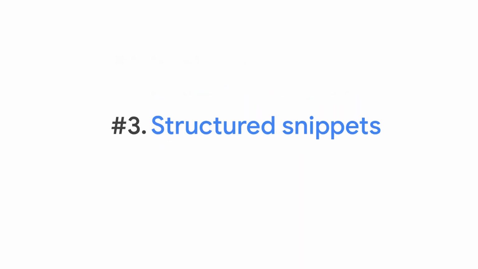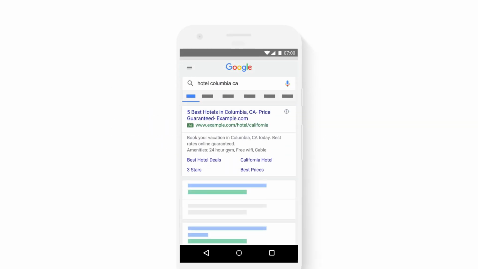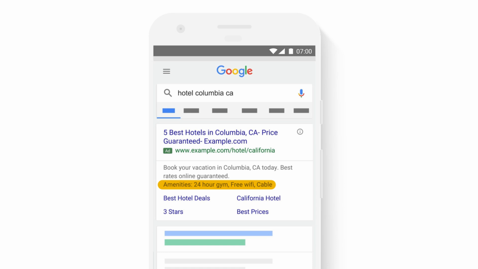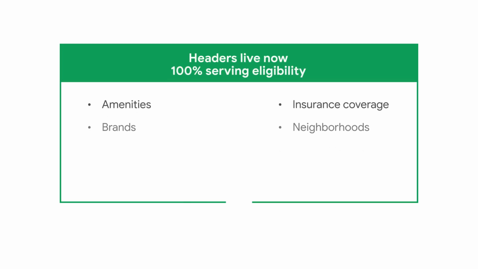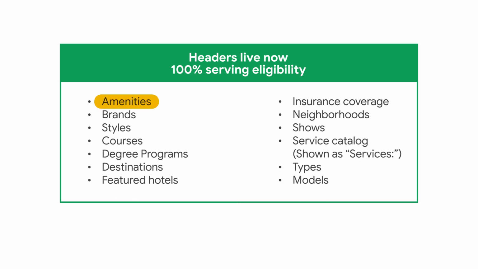Lastly, we have structured snippets. These are non-clickable lines of text that allow you to highlight specific aspects of your product or service. Examples of snippets include amenities, brands, styles, or anything else that you see on this list.